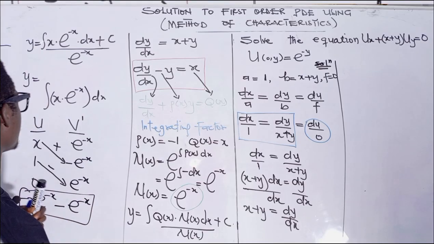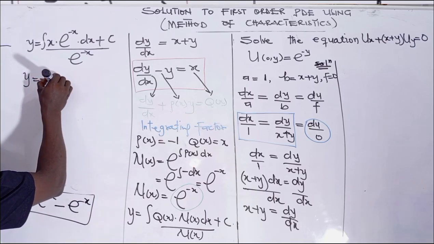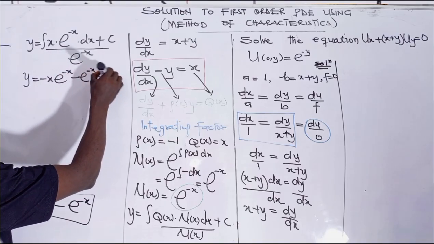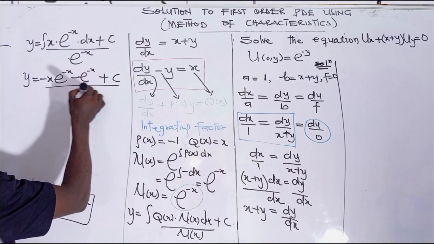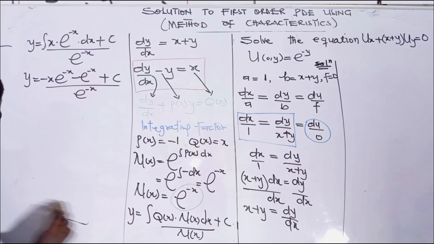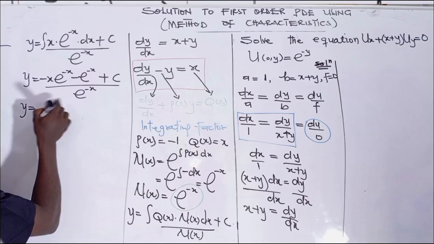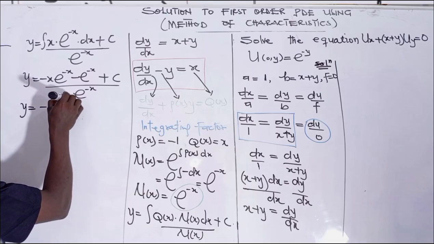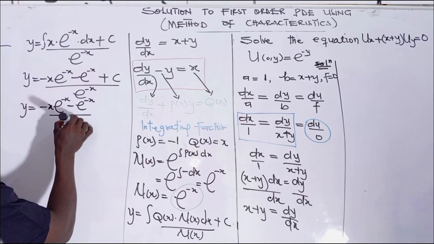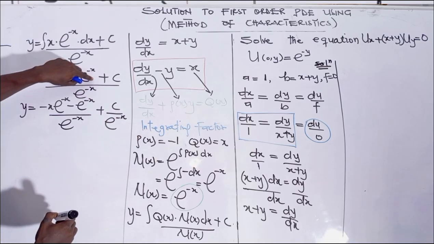So let's continue from there. We have negative x e to the power of negative x minus e to the power of negative x plus the constant c, all over e to the power of negative x. So we have our general solution. Now we can write this as negative x e to the power of negative x minus e to the power of negative x, all over e to the power of negative x, plus c all over e to the power of negative x. We are just splitting it into two.